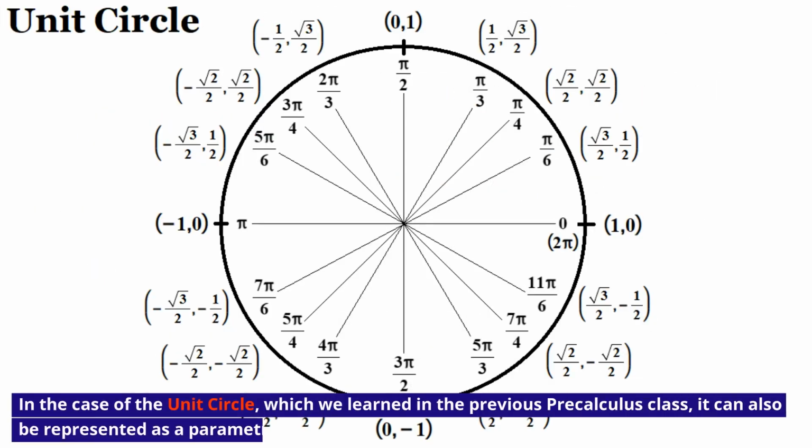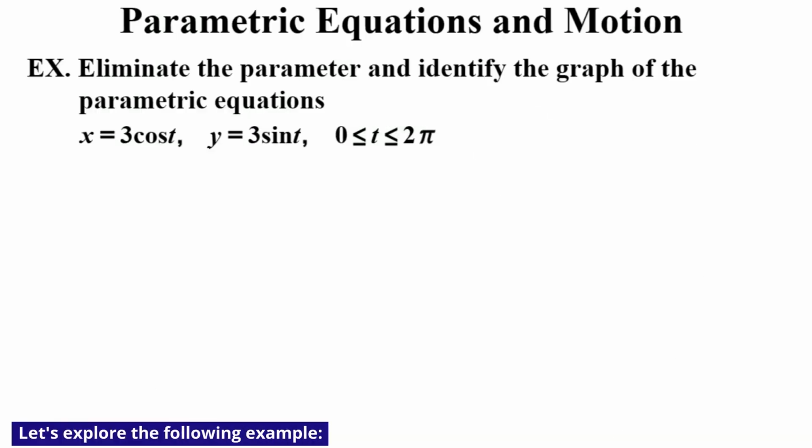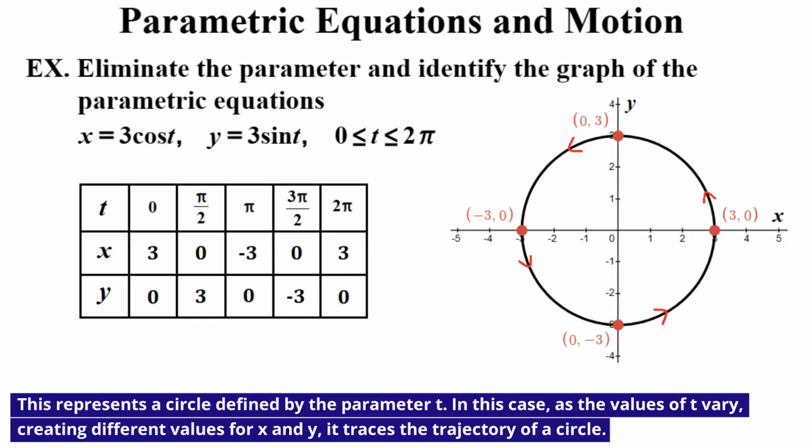In the case of the unit circle, which we learned in the previous precalculus class, it can also be represented as a parametric equation. Let's explore the following example. x equals 3 cosine t, and y equals 3 sine t. This represents a circle defined by the parameter t. In this case, as the values of t vary, creating different values for x and y, it traces the trajectory of a circle.